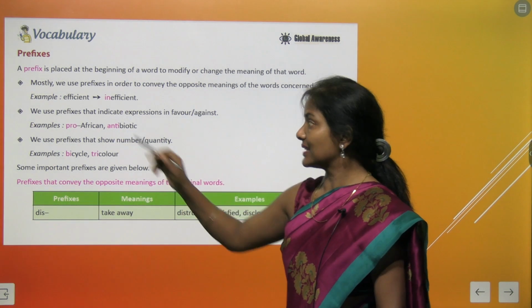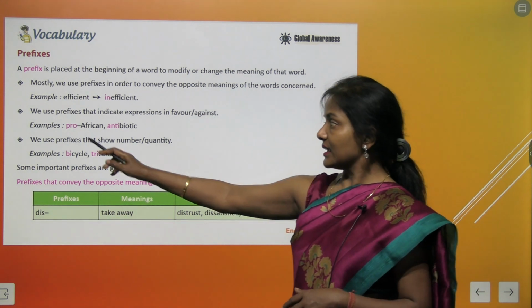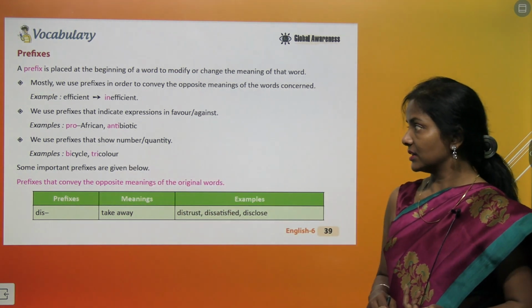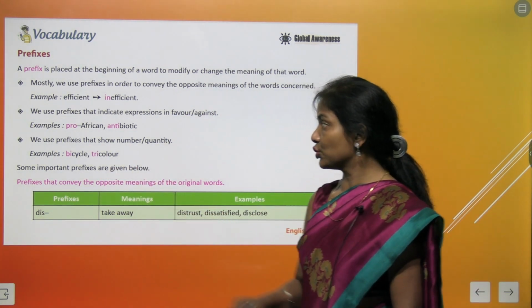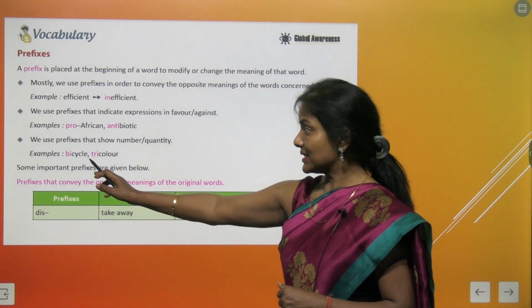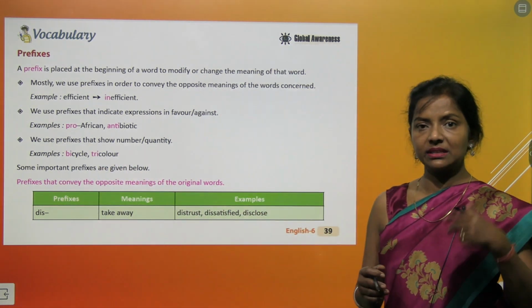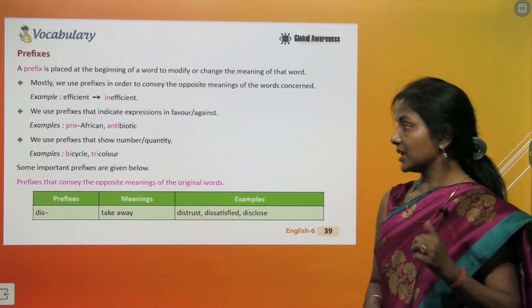We use prefixes that indicate expressions in favor or against. Examples: pro-African, antibiotic. We use prefixes that show number or quantity. Examples: bicycle, tricycle. Bi means 2, tri means 3. Some important prefixes are given below.